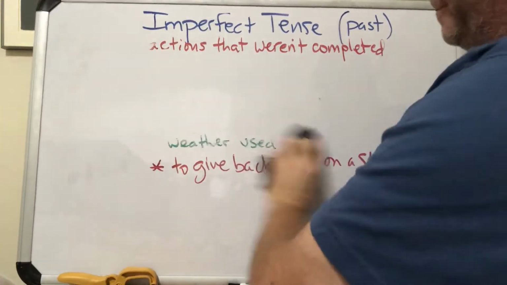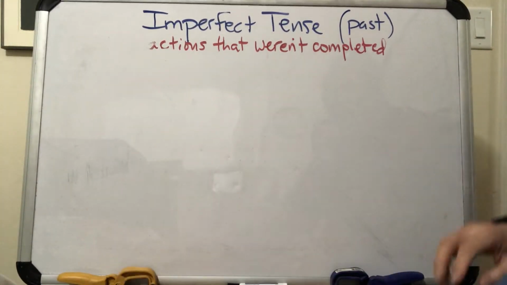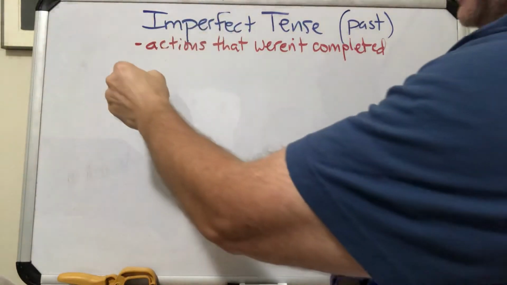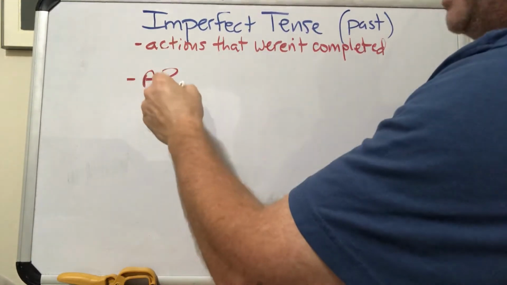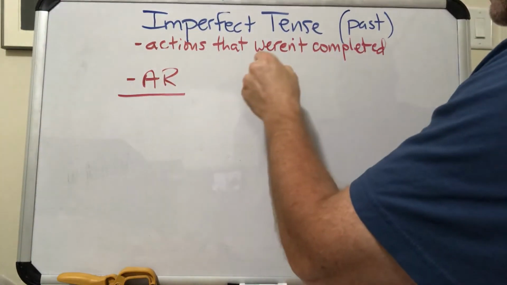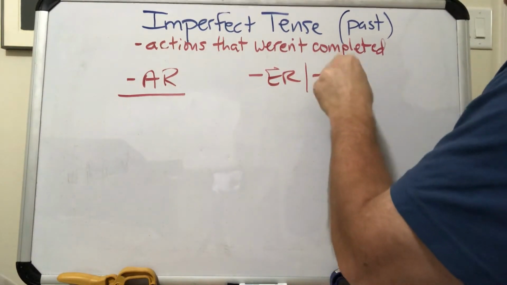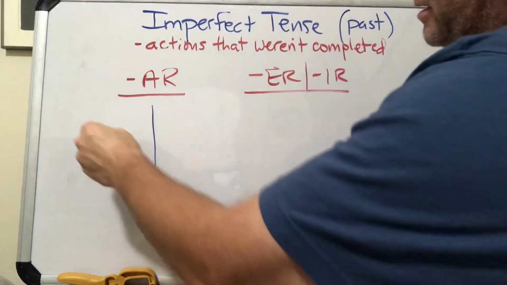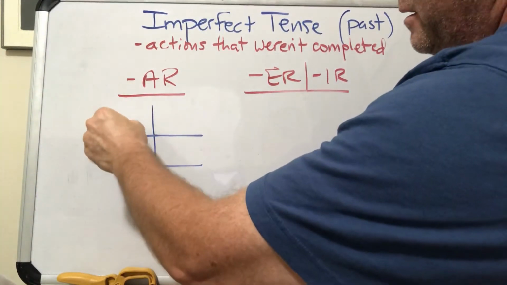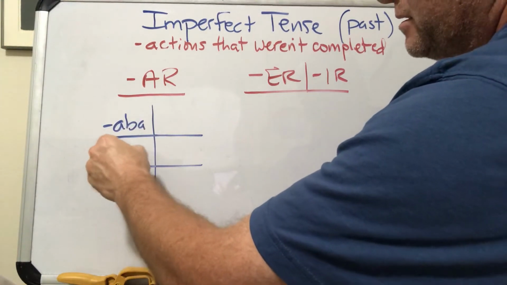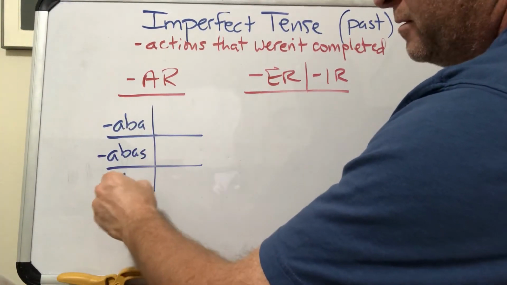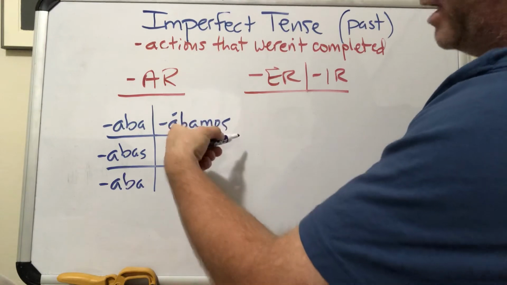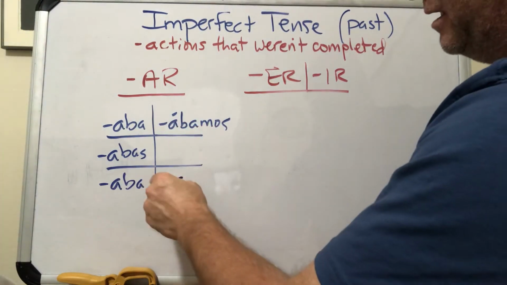Now let's talk about the endings. Let's say we've decided that we're going to put a verb into the imperfect tense, so we need to conjugate it. We'll go over the AR verb endings for the imperfect, and then the ER and the IR verb endings. For an AR verb, they're a little different: aba, abas, aba, ábamos. That's the only one that has an accent, because we want our voice to go up right there, not right here where it normally does. And then aban.